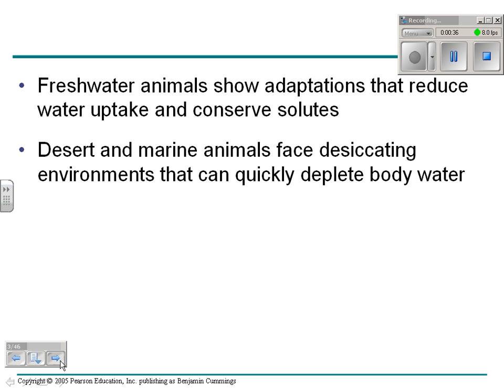So if you think about this, if you live in fresh water, you have to have certain adaptations. If you live in salt water, or this says desert, but actually on land, anytime you're on land, you face a desiccating environment, that means one where you lose water. So there have to be different adaptations for both of those, and we're going to talk about certain adaptations of that.